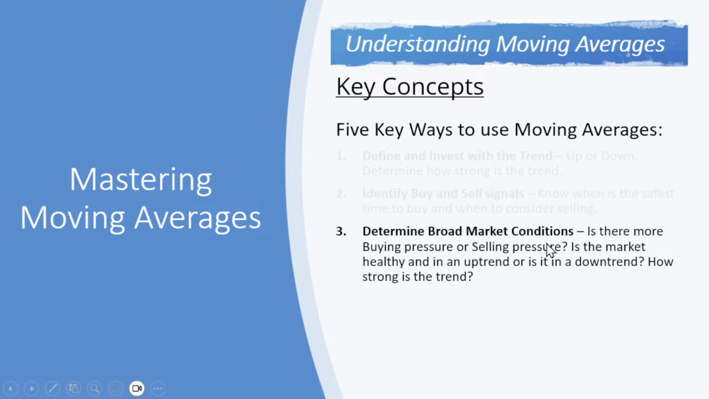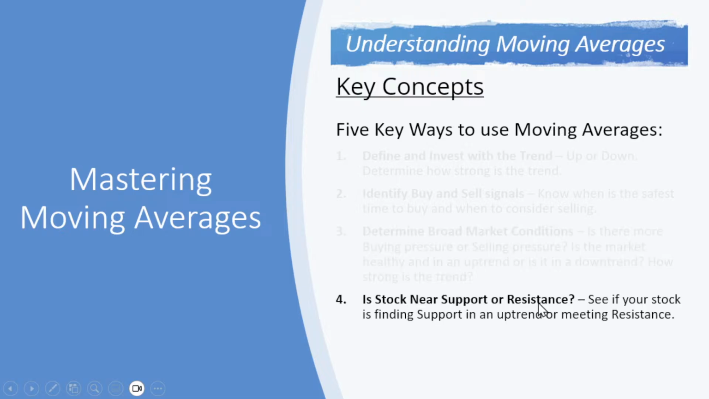You can apply moving averages to the S&P, the VectorVest composite, right? Those are broad market indexes, and the analysis is the same. Okay? They identify also support and resistance. They are dynamic support and resistance zones. Okay, because they're always moving, right?